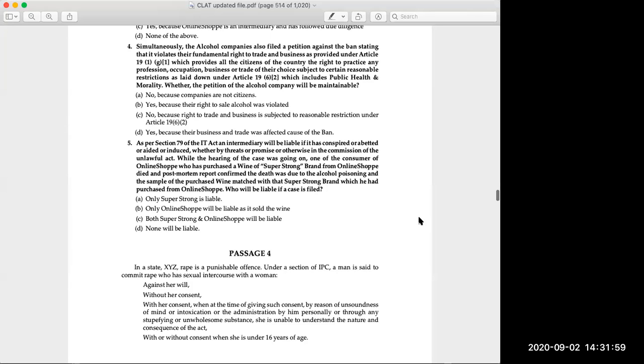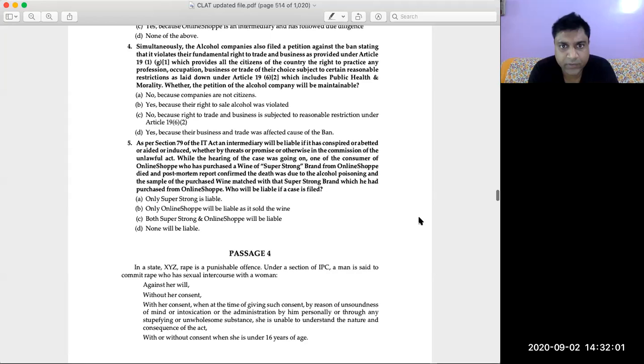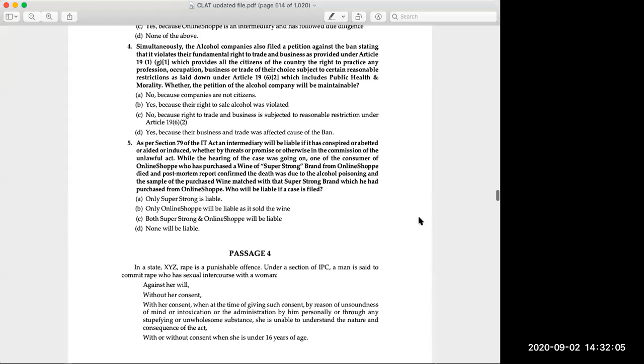Sir, I have a doubt in this question. I agree that the online shop will be held liable because they were not in line with the given principle of the passage. But how can Super Strong be held liable because of adulteration, sir? Because it was the consumer's fault also, right? I also have a doubt here.